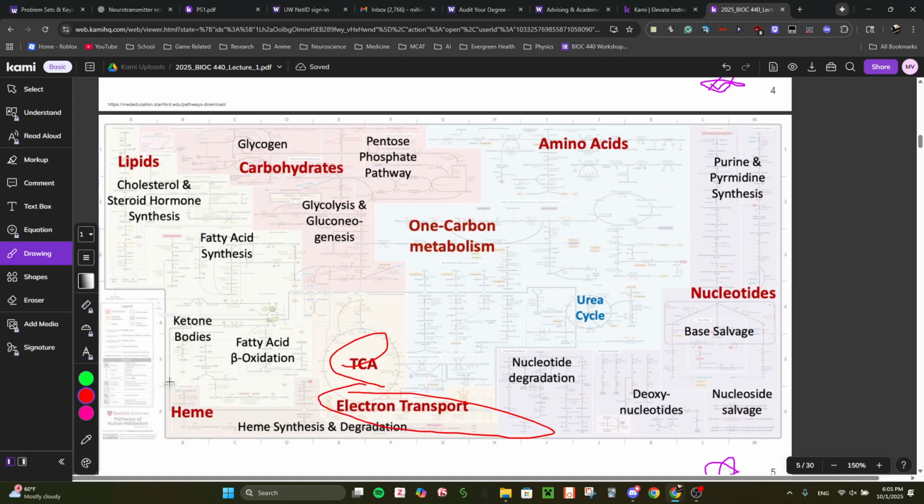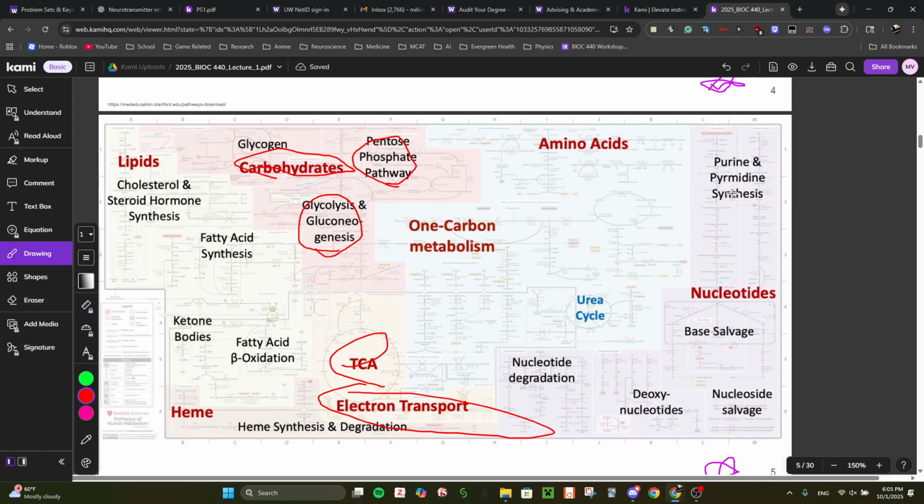TCA stuff, carbs, not really. So that's pretty much it. This, and then this. In 441, you guys will do purine, pyrimidine, amino acid stuff. So I would focus on these for now.